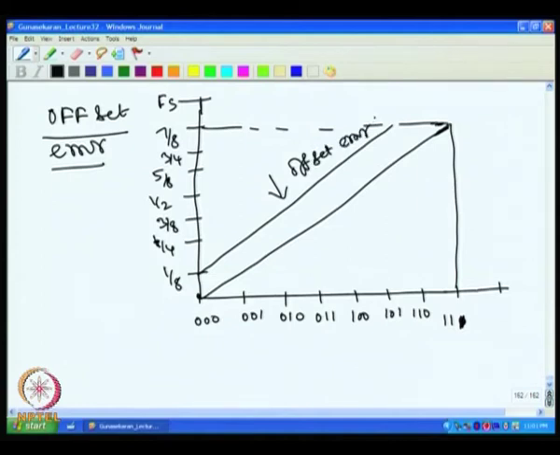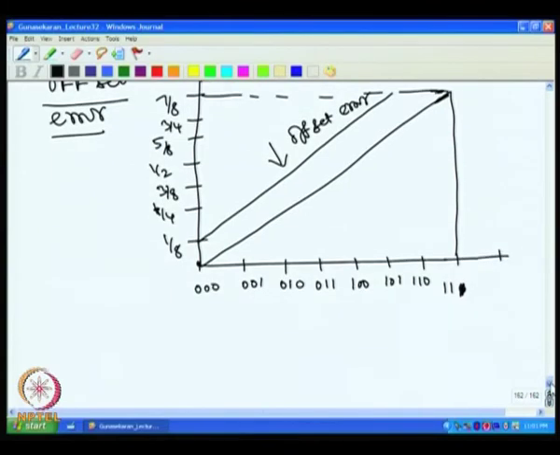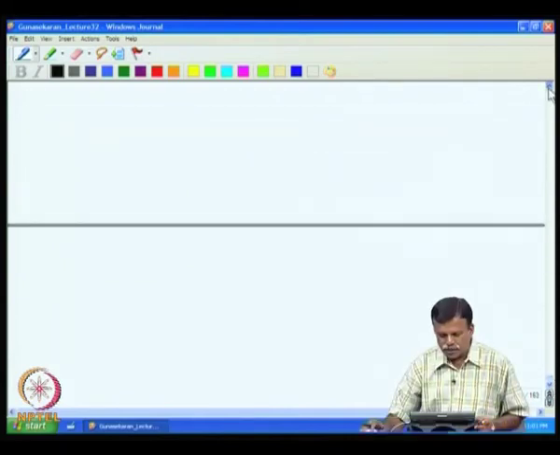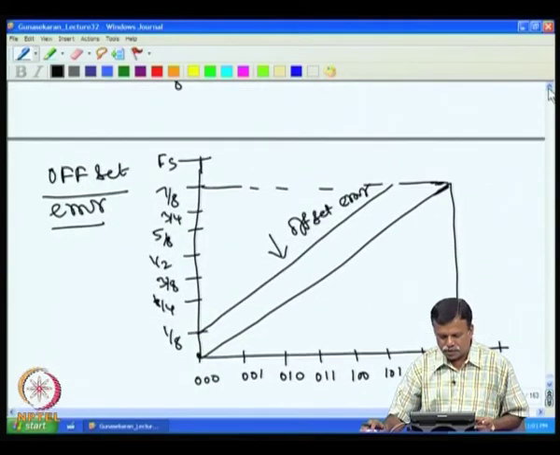Offset error is correctable. One can actually, if the provision is given, one can adjust the offset and make it 0, but offset drift is not correctable. There is no provision to adjust also. So, in many converters even offset voltage adjustment is not possible. This is offset voltage error.